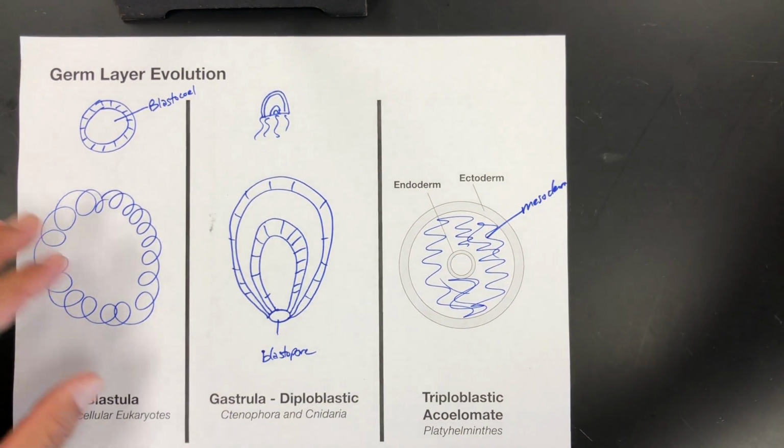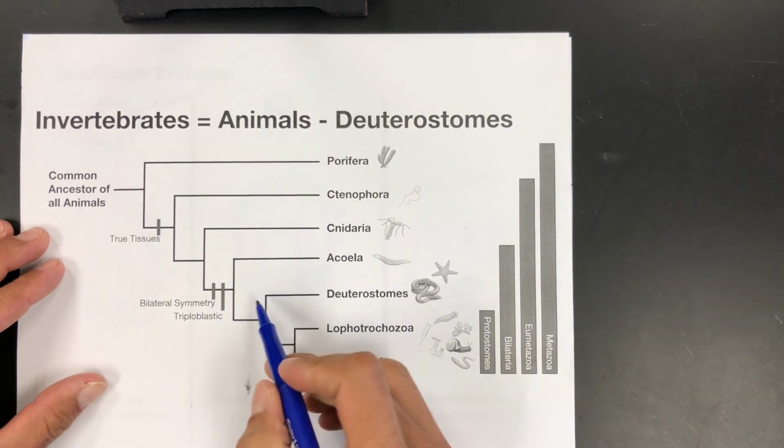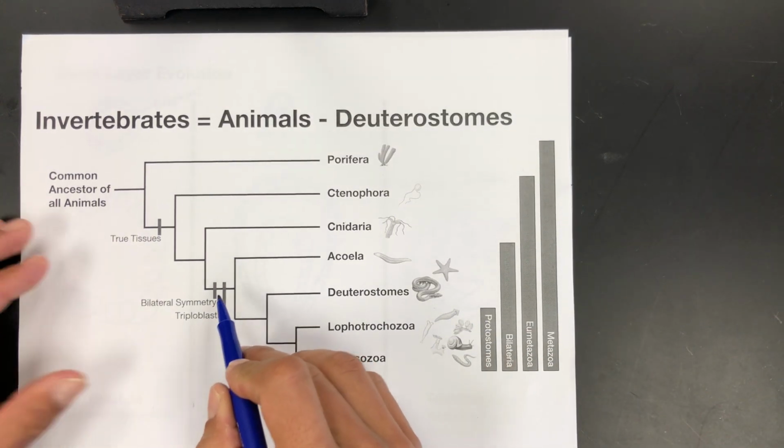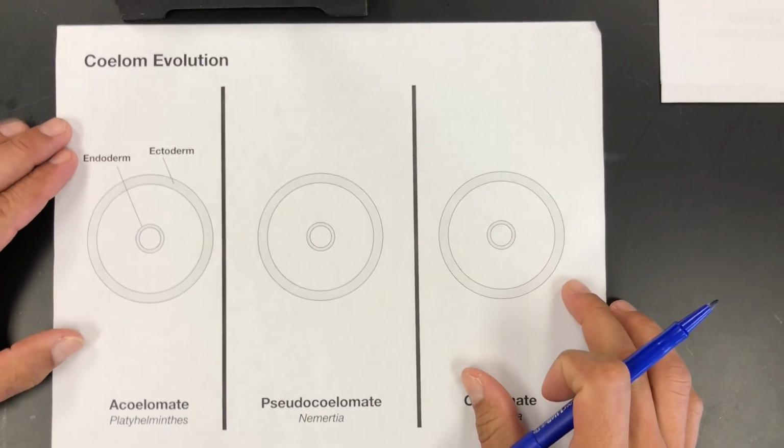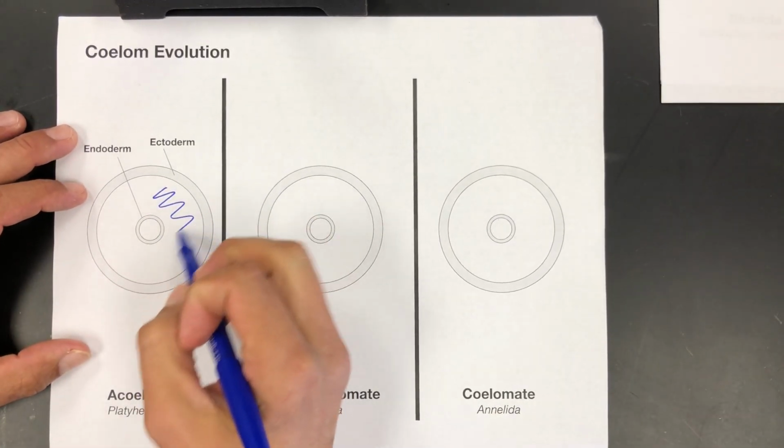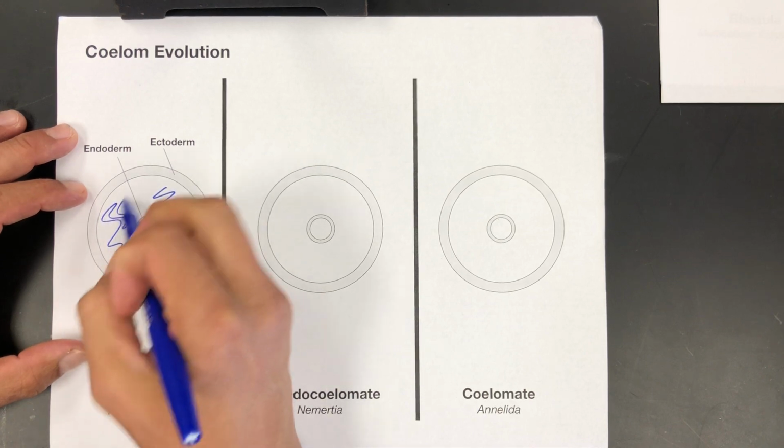It's just packed full with tissue. And again, this is what we find over here with Acoelomate. And so when it very first evolves, this is what we call Acoelomate. Acoelomate means that all of this area is completely full of mesoderm.